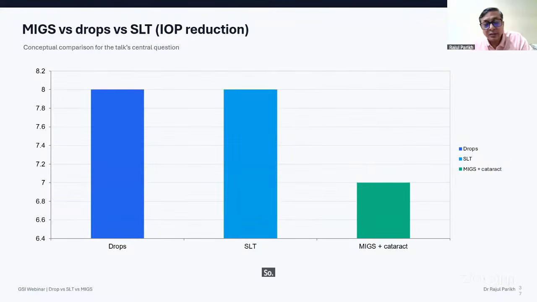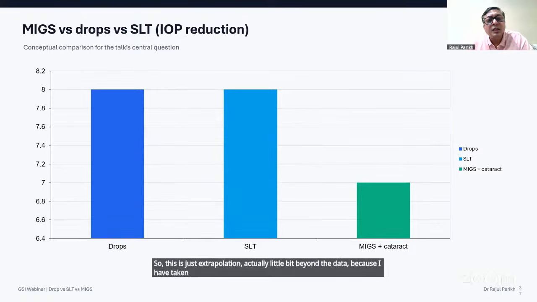So this is just extrapolation, actually a little bit beyond the data, because I have taken various studies, but drops and SLT have a very similar IOP reduction. MIGS along with the cataract surgery also has a little bit less IOP reduction, around 1.2 millimeters. It's not much. The graph shows significantly more, but it is around 1.2 millimeters.